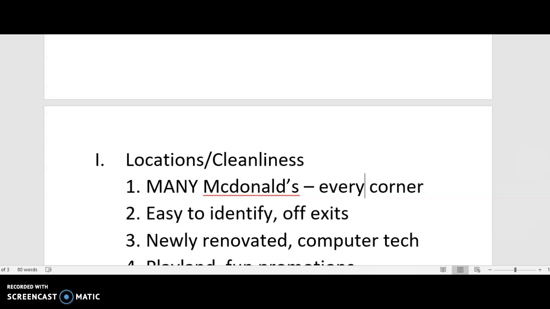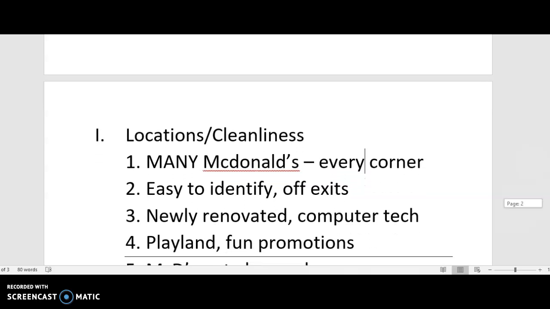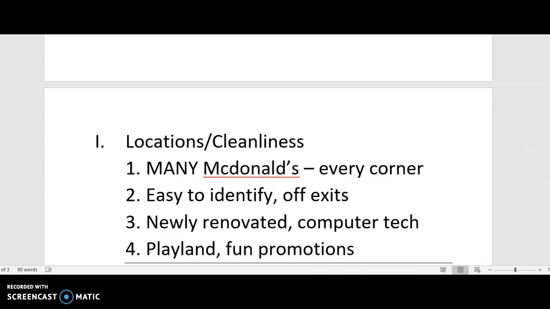They use computer technology. Walk into the store and you actually order on a computer, and then it's brought to the front. As far as I know, Chick-fil-A is not doing that. But again, this is another positive for McDonald's. A fourth point on our outline could be that it has a playland. They do fun promotions. They used to do that Monopoly game.